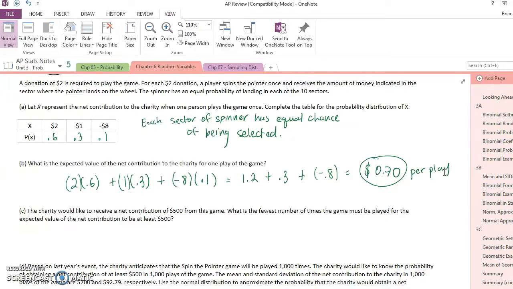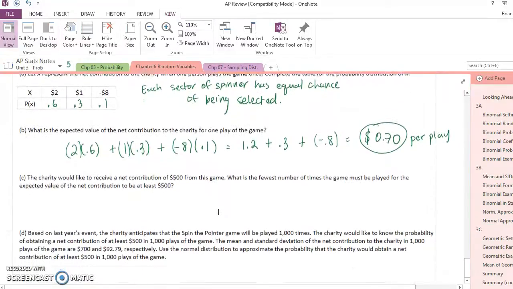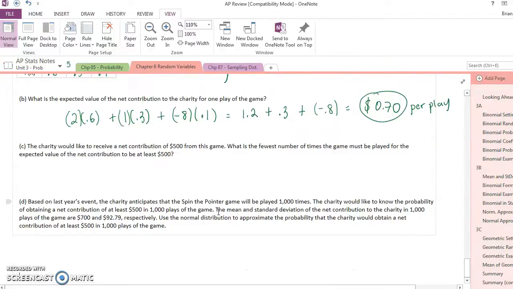So part C, the charity would like to receive a net contribution of $500 from this game. What is the fewest number of times the game must be played for the expected value to be 500? Oh, okay. So this is just what? Because we know of the rules of transformations, right?